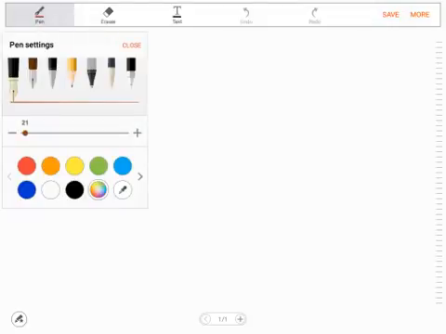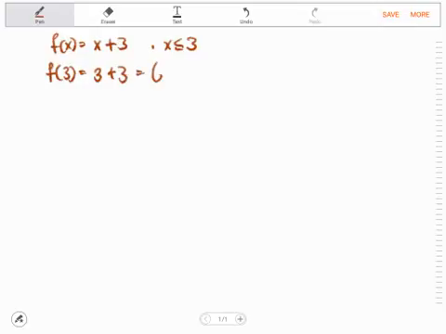Okay, this is part 2 of the function lecture. I would like to explain more about the range of a function, because in my previous lecture I mentioned that, let's say, f(x) equals x plus 3, where x must be smaller or equal to 3, then f(3) is just 3 plus 3 equals 6.